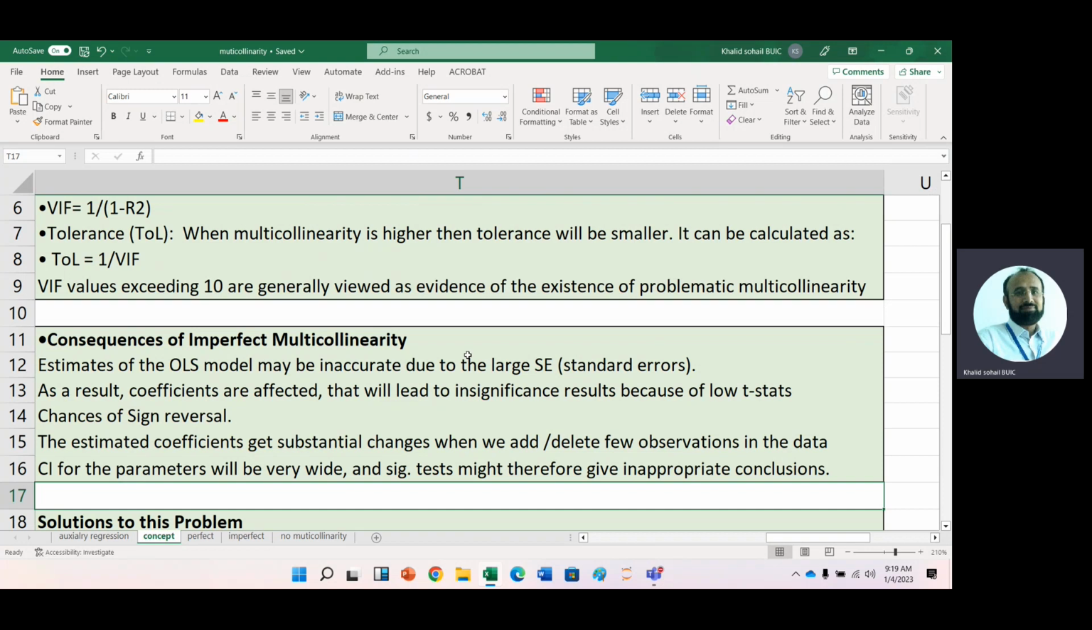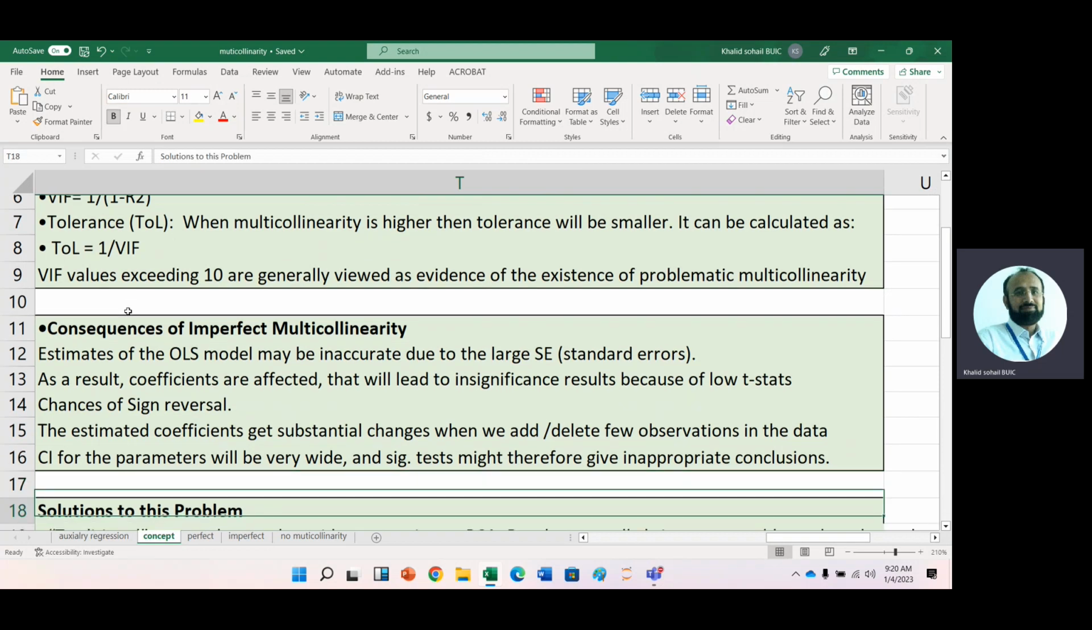As we know, we can also check hypothesis testing with the help of a confidence interval. So our confidence interval parameters also become widened, and this can give us an inappropriate conclusion that will lead towards rejection of the alternate hypothesis, meaning we cannot accept our alternate hypothesis. So these are basically the consequences. We will definitely take care of all these consequences, and we will have to solve them.